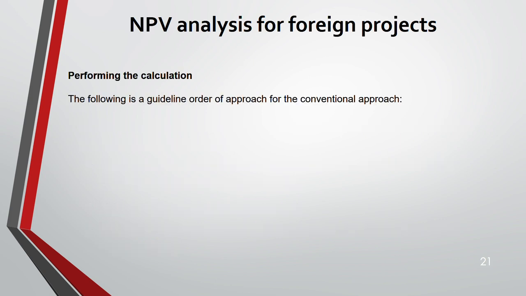Okay. Then, the following is a guideline order of approach for the conventional approach. Just now we saw that, and this is the guideline for it. These are the 6 steps. If you follow them correctly, you are going to score the maximum for this question. That is, you need to calculate all the relevant flows in the foreign currency first. Do not convert to home currency. Do not be in a hurry. Whatever the currency is, foreign currency, calculate the relevant flows.